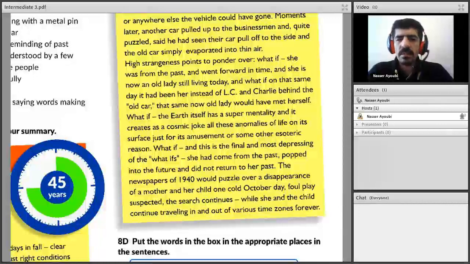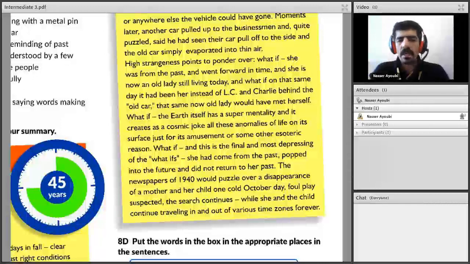The newspapers of 1940 would puzzle, would be confused over a disappearance of a mother and her child one October day. Foul play suspected. They would suspect that a crime has been committed. The search continues while she and the child continue traveling in and out of various time zones. Travel in and out of different time zones forever.